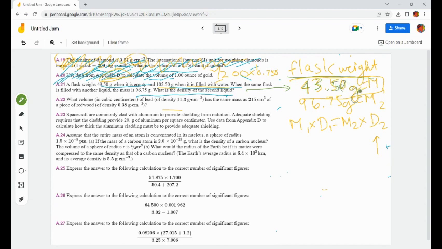So 43.50 grams is over here when it's empty, which is equal to M1. So M1 is over here. And we have for here the mass over here. So it's 96.75 grams. This is kind of tricky, but over here, when we do 43.50, it's multiplied by 1, which is 96.75 later. So then we can just divide by 96.75 to equal the D2.